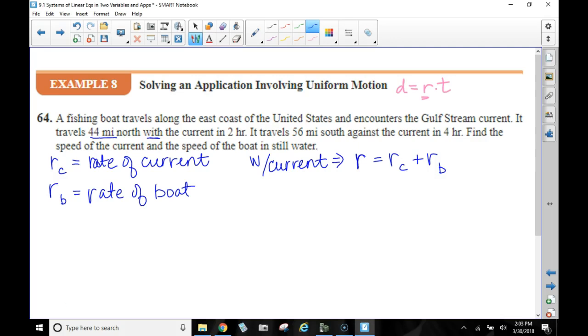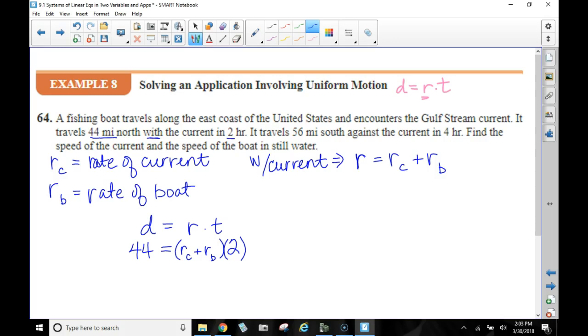Okay? Now, in this case, with the current, we go a distance, and remember here, y'all, distance is equal to rate times time. So it goes a distance of 44 miles at a rate of R sub C plus R sub B, and it takes that 2 hours of time. Distance is equal to rate times time. That's one of our equations.